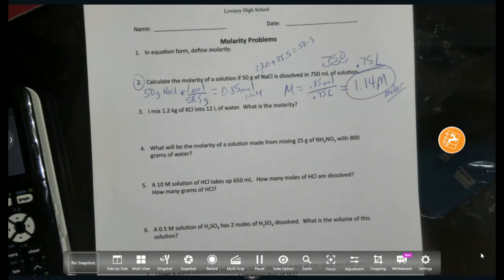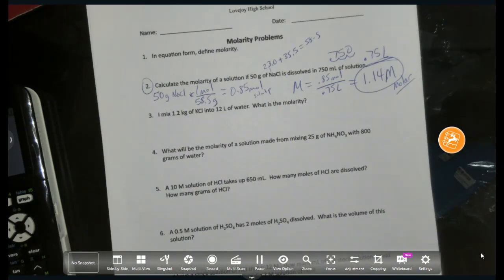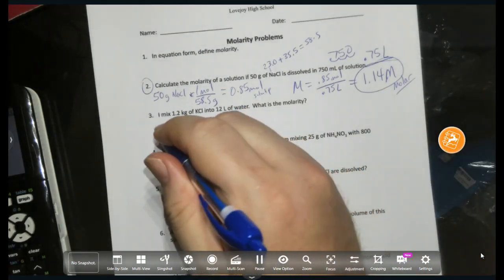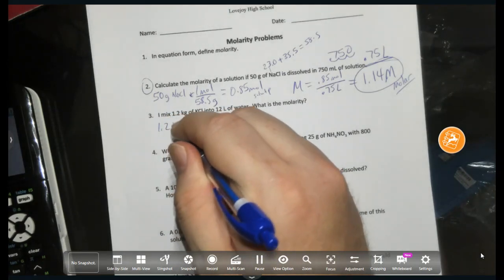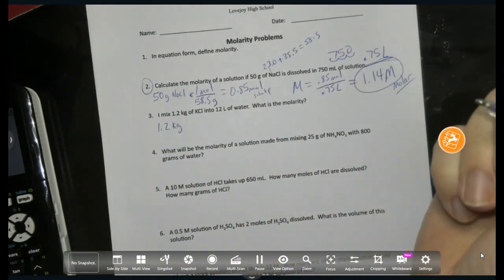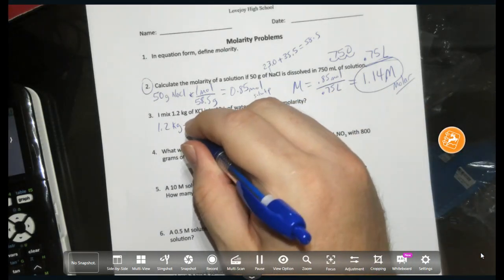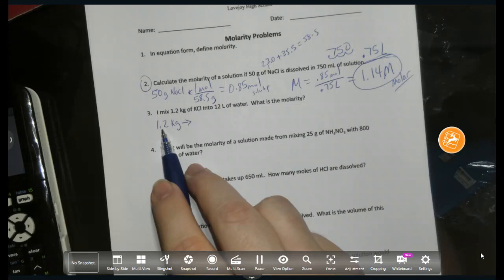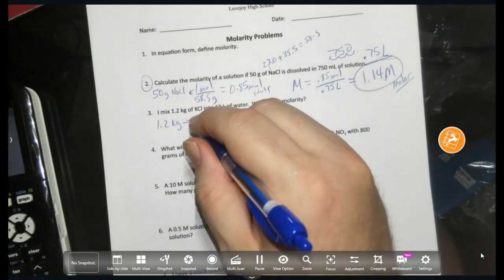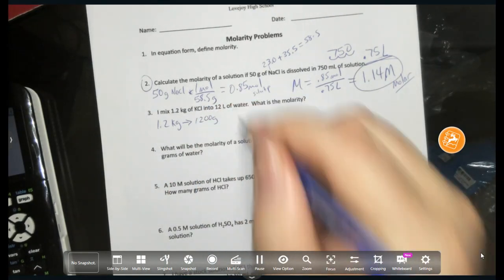All right. I'll just run through number 3 here so you can see it twice. We've got 1.2 kilograms of KCl. All right, we're going to turn this into moles. I'm not going to blow your mind here, so let's just do a quick conversion. Let's move that decimal place 3 places to the right. That's 1,200 grams.